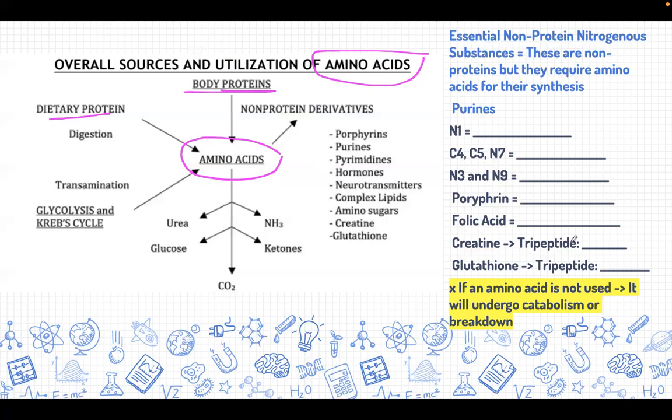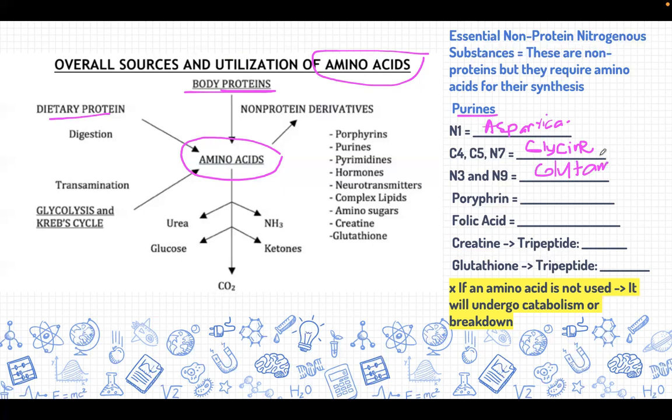Isa-isahin natin sila, si N1. Okay, purines po yung mga yan. Si N1, it comes from aspartic acid. Sorry for the handwriting. Si C4, C5, and N7 comes from glycine. Yan, mga amino acids natin. Yung N3 and N9 they come from glutamine.